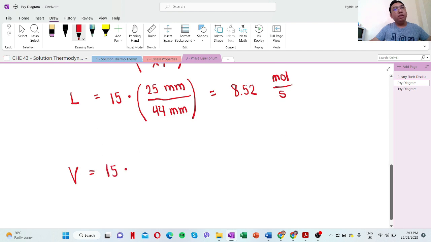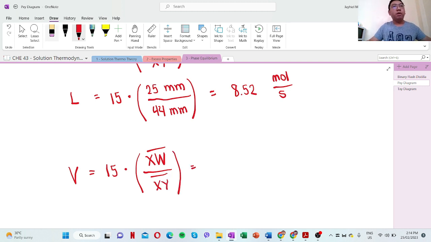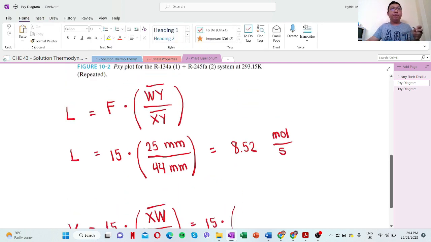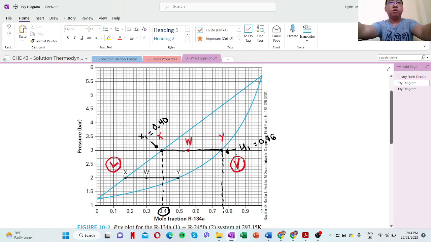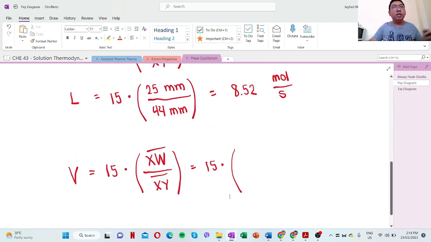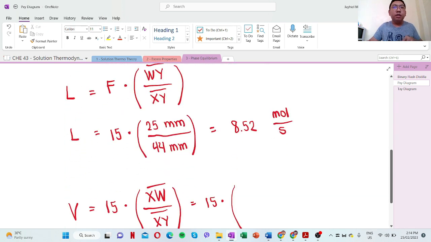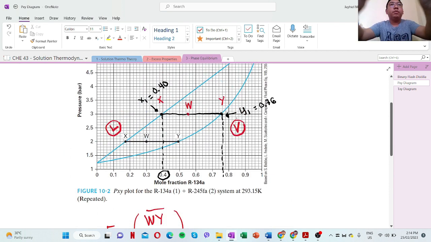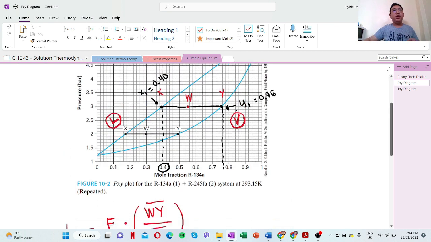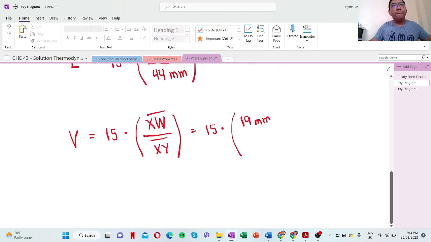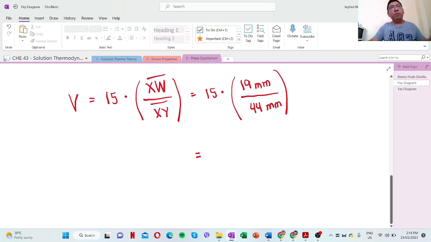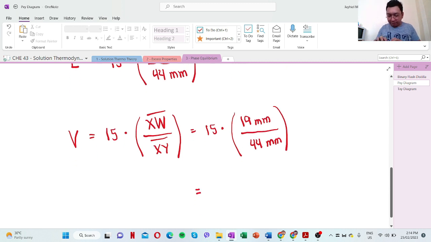So it's 15 multiplied by the line segment XW over XY. So of course, if you are going to measure this one, this will be XW. Okay, my answer is around 21. Am I correct? Let's measure this again. Okay, 19. So 19 over 44. All right, there. So that will be the vapor phase molar flow rate. So we have here 6.40.